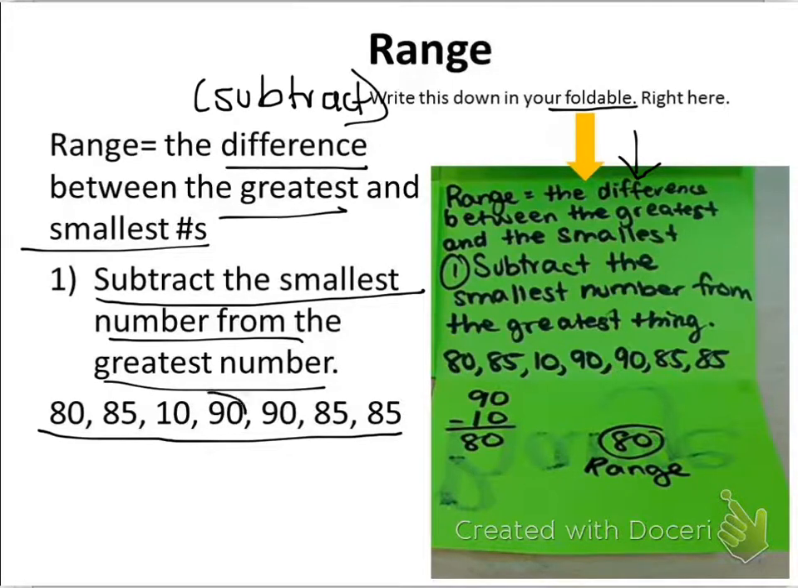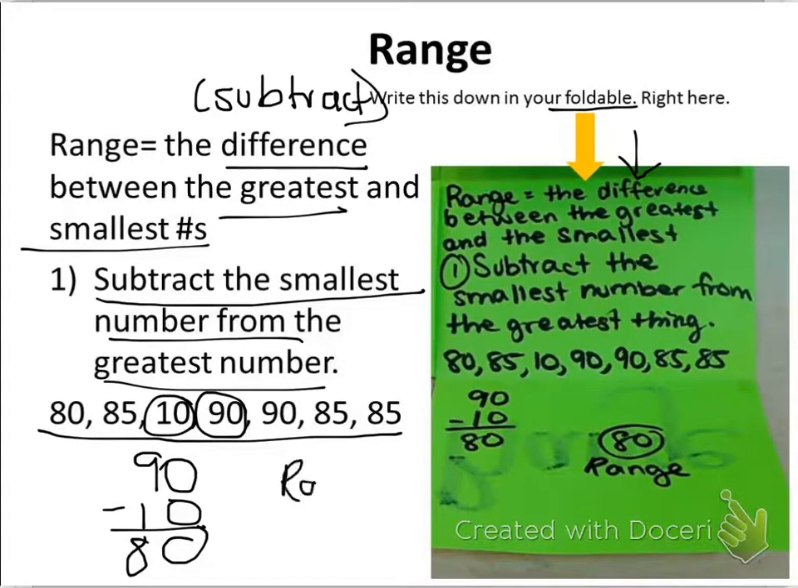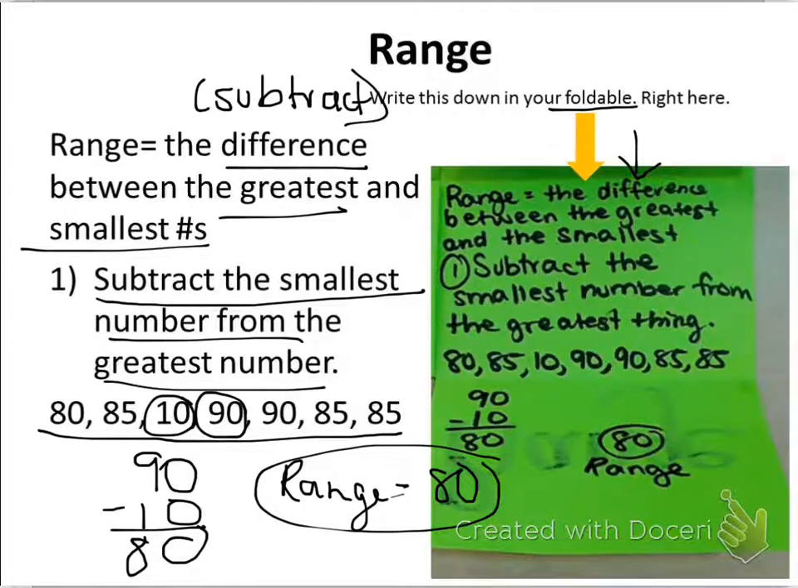The largest number is 90, and the smallest number is 10. So we take 90 minus 10. 0 minus 0 is 0. 9 minus 1 is 8. So the range is 80. Pause this now and make sure you have everything written in your foldable.